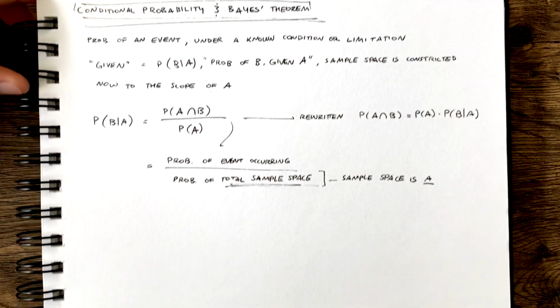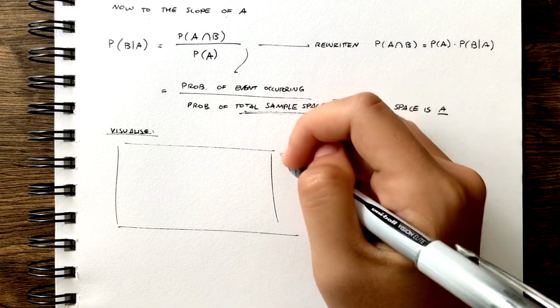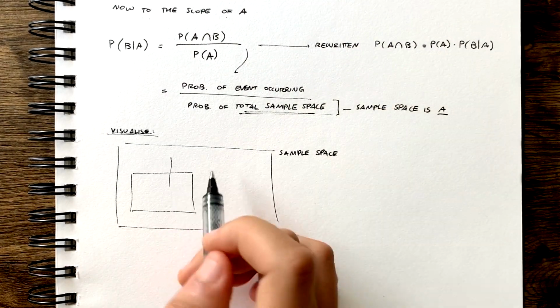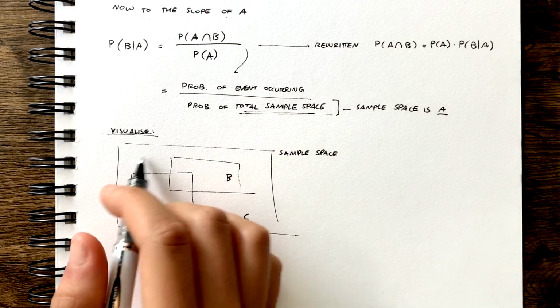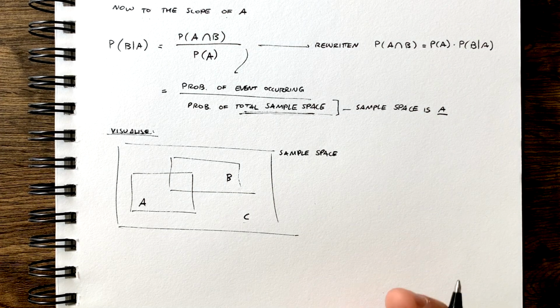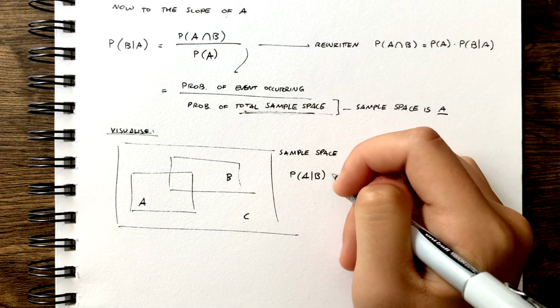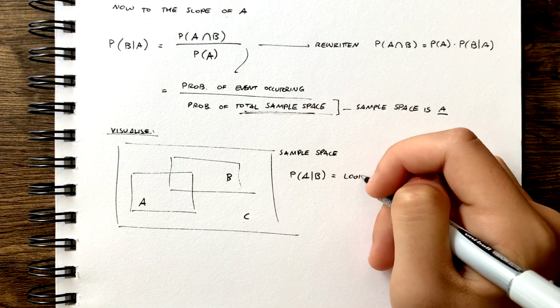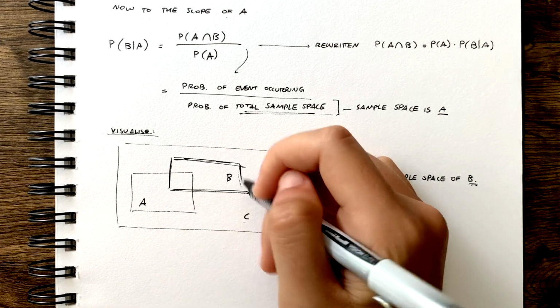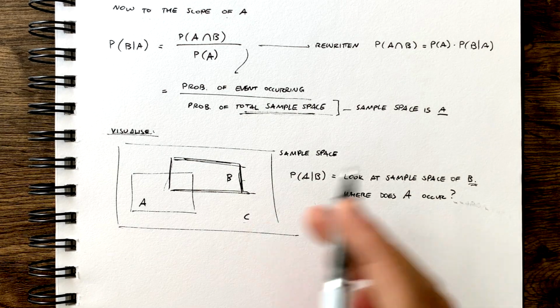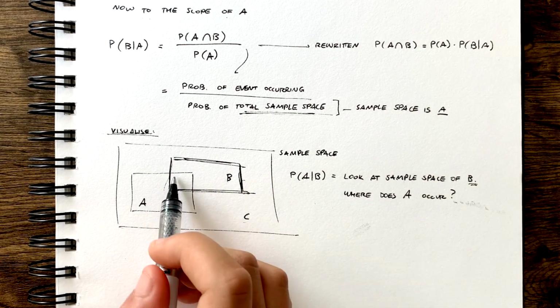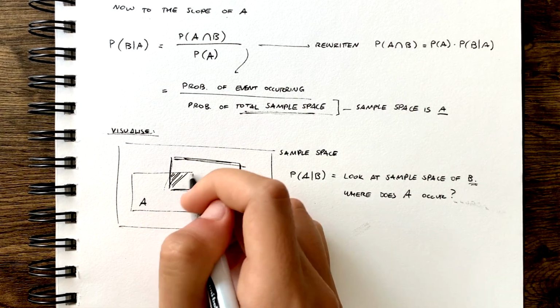We want to visualize this. Let's just say that this box is our sample space. Let's say we have a subset A, a subset B, and everything else within the sample space we can denote as a subset C. So if we want to find the probability of A given B, we'll look first at the sample space of B, which will be this section here, and we'll ask ourselves, where does A occur? So we'll look within B, and find that A occurs within B here. Let's just shade this in.